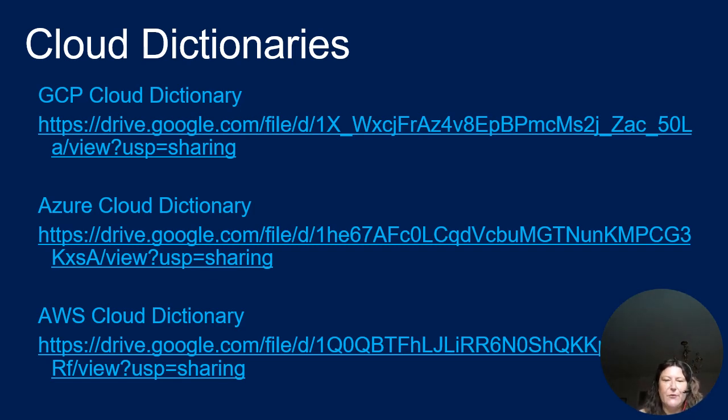As I go through these slides, I'll be mentioning lots of different terms. These three links here are to help you remember some of those terms. There's a cloud dictionary for each cloud, AWS, Azure, and Google Cloud, so that you can remember some of the terminology I've been using here.